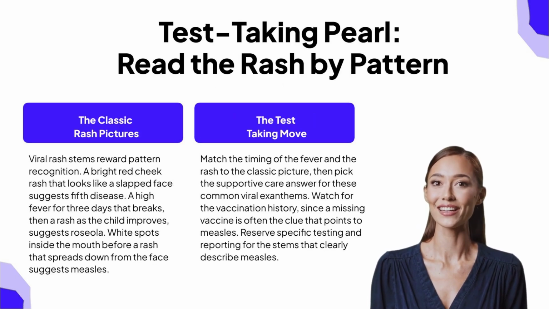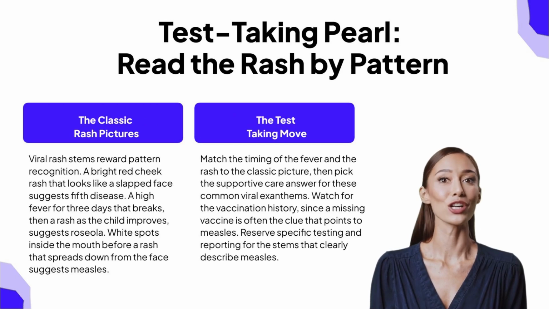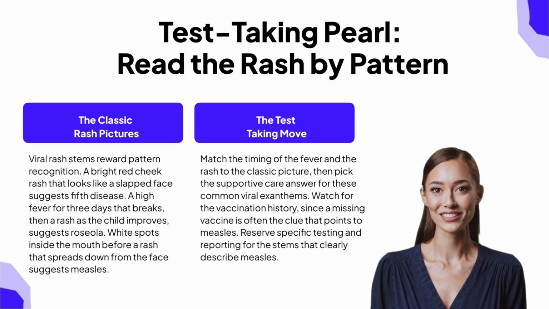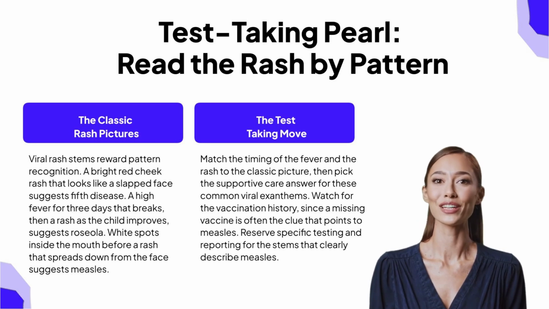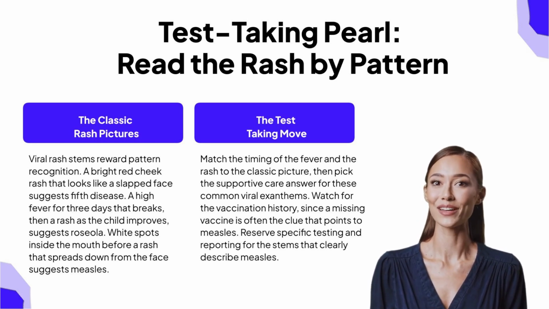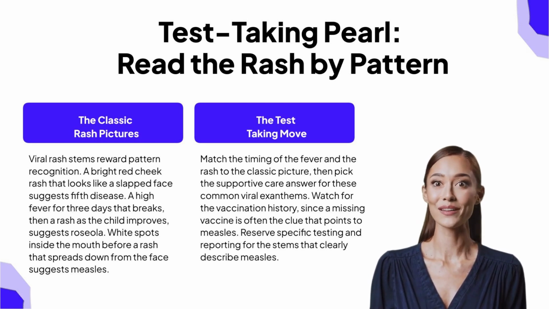Here is a high-yield example for the viral rashes, which is to read the rash by its pattern and timing rather than memorizing every detail. Learn the classic pictures. A bright red rash on both cheeks that looks like a slapped face suggests fifth disease. A high fever for about 3 days that suddenly breaks, followed by a rash that appears just as the child starts to improve, suggests roseola.